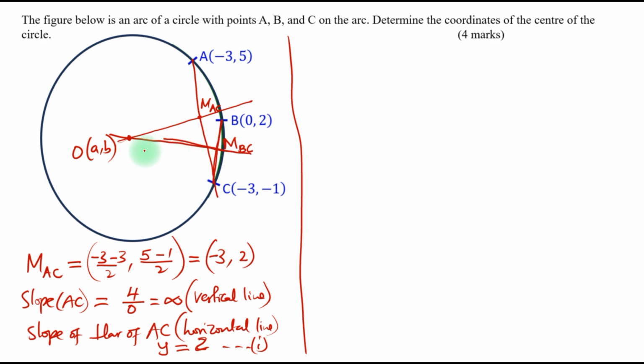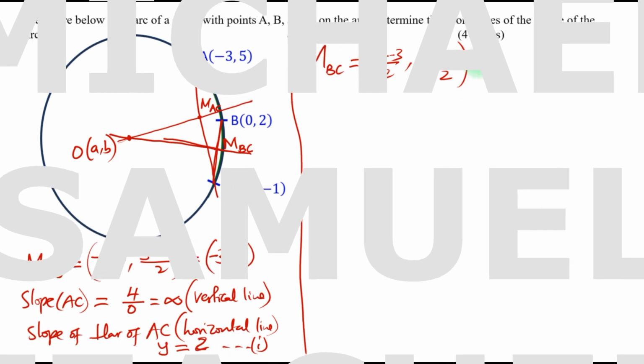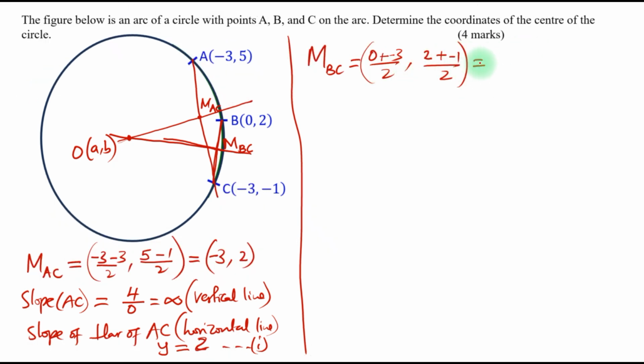And that will be, so the midpoint of BC will be, let us add the x coordinates and divide by 2, 0 plus minus 3 divided by 2, and the other one is 2 plus minus 1 divided by 2. So we end up getting minus 3 over 2, and here we have a half. So that is the midpoint of BC.